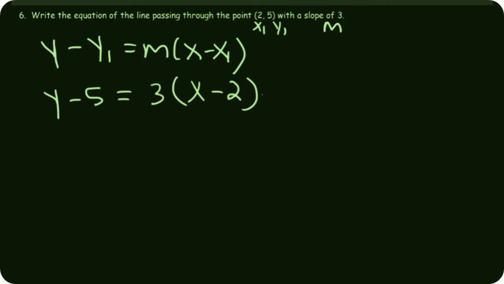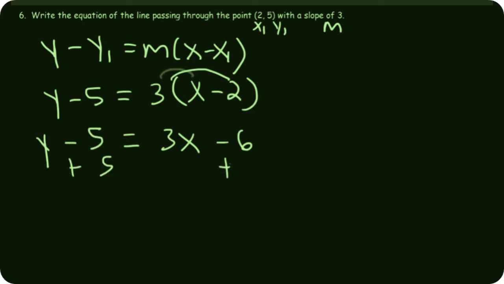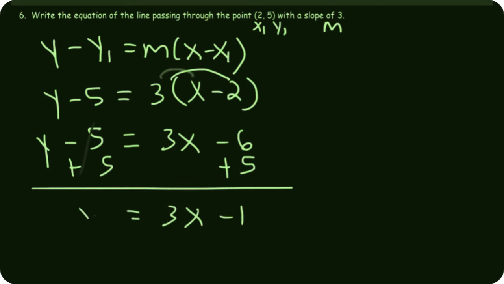Now let us convert it to slope-intercept form. So I am going to distribute the 3 times x, that's 3x, and then 3 times negative 2 is negative 6. So now let us add 5 to both sides. Negative 6 plus 5 is negative 1. So y equals 3x minus 1 is the linear equation in slope-intercept form, and that's the answer.